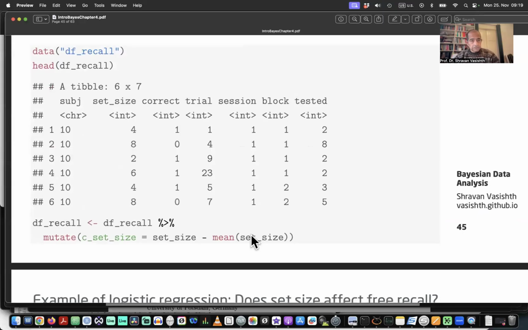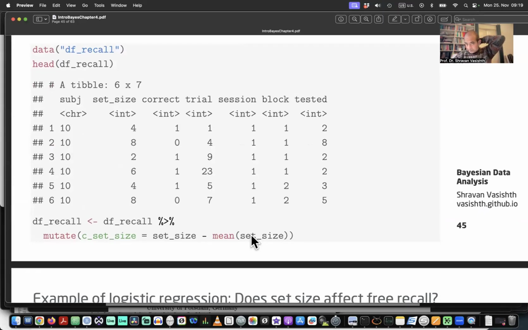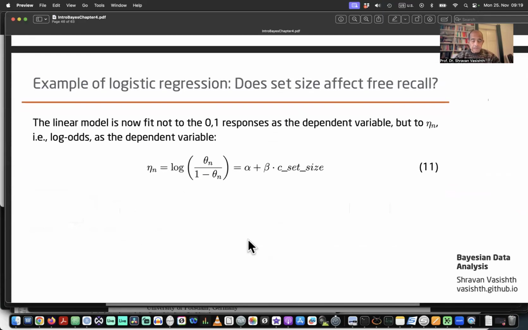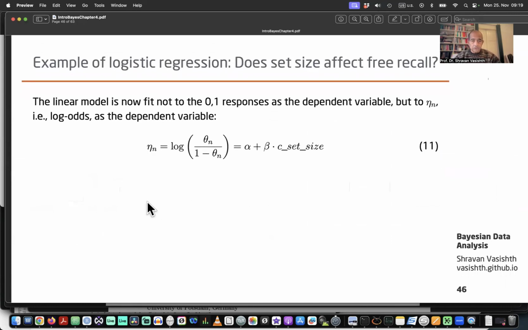So this is the data frame again, just to remind you. Remember, we have centered the set size here. The model that we're going to fit now is not on the 0, 1 responses, but rather on the log odds for every row in the data frame.